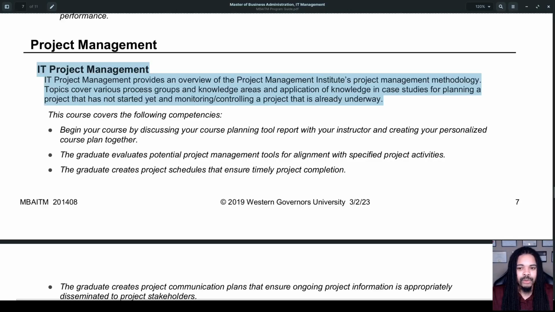I really just want to mention one thing here, and it's that first sentence. It says, IT project management provides an overview of the Project Management Institute's project management methodology.